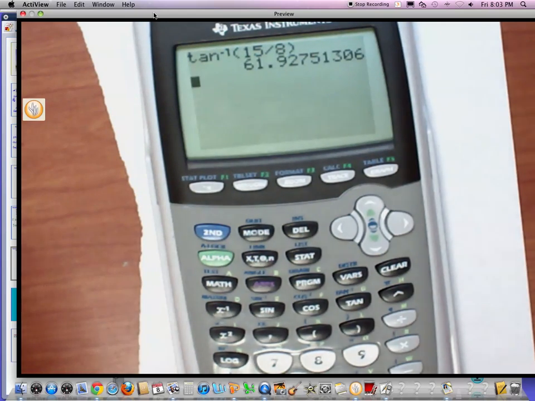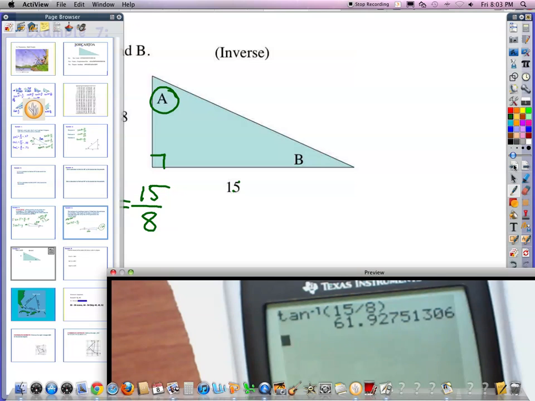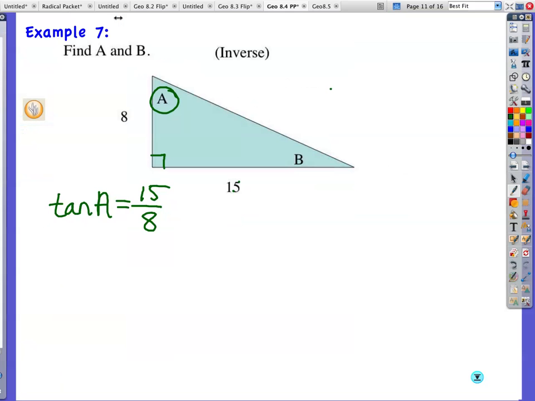61.9. I think I will put 62 will be sufficient in this case, because we want the angle there. All right. So let me write that down. 62 degrees. Now obviously we can now go ahead and figure out what B is going to be. But I want to show you once again the trig in case for some reason I give you the other way, and there's another point I want to get at here.